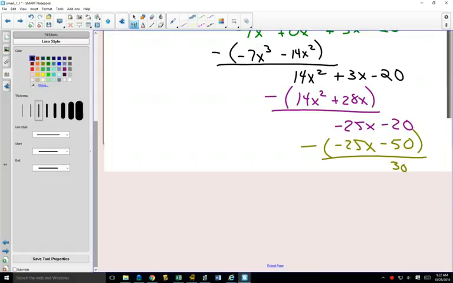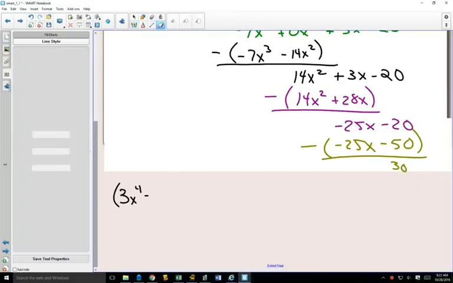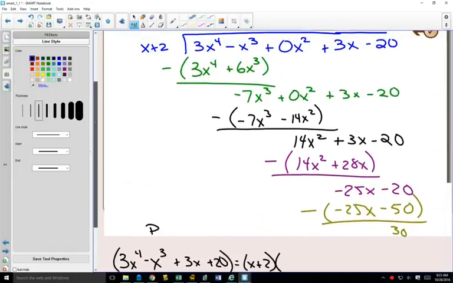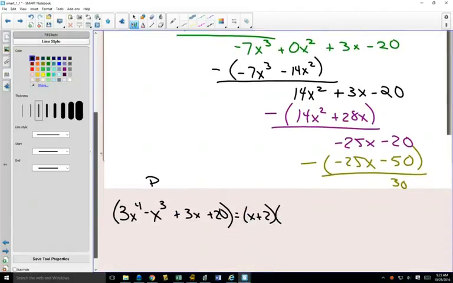So what have we found? Now, our polynomial was 3x to the 4 minus x cubed. And when you're writing this out, minus x cubed, not 3x, you don't have to write the 0x squared in here now. You can just write it out just like it appeared. This polynomial, this is our polynomial, it's going to equal, we're dividing by x plus 2. We got as our answer 3 minus 7, 14 minus 25.